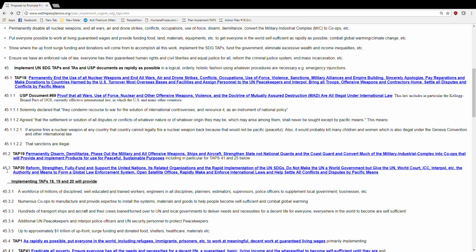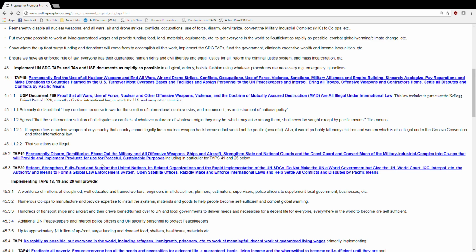The third important big plan is tab 20, which is to reform, strengthen, fully fund, and support the United Nations. Don't make it a world government, but give them the power, along with the World Court, ICC, and Interpol, and means to have a global law enforcement system. They can have satellite offices using our offices, and they could get people from all the armed forces, because we phase those out, to become the police force. And they would solve the problems that are going on in many countries of the world, like Myanmar. We'll talk about that a little bit more later.